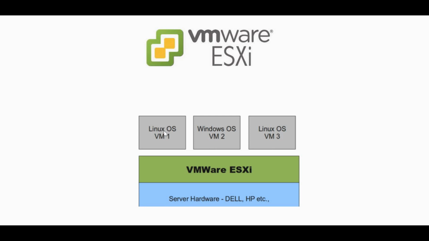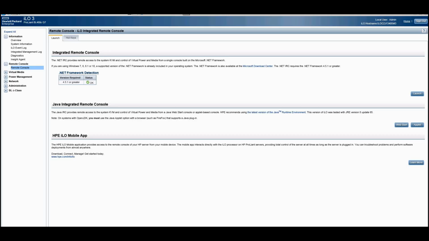Now we'll see how we can install the VMware ESXi on a server hardware. As you can see on the screen, this is the server hardware from HPE, which is an iLO 3 and G7 blade. On this server hardware, I'll be installing the VMware ESXi. As we discussed earlier, VMware ESXi requires server hardware to sit on. You can use Dell server hardware or any other that your company offers, but currently I'll be installing the ESXi on the HP iLO 3 G7 blade.